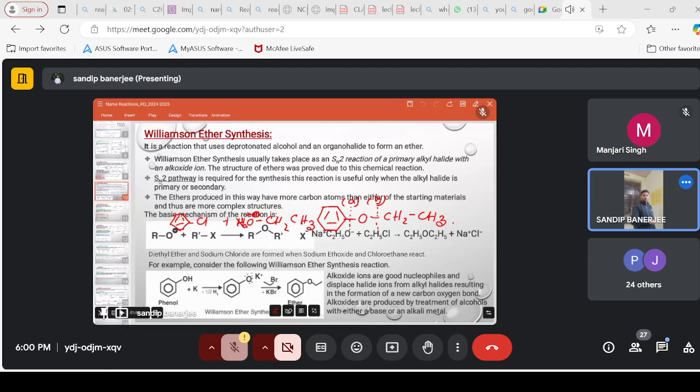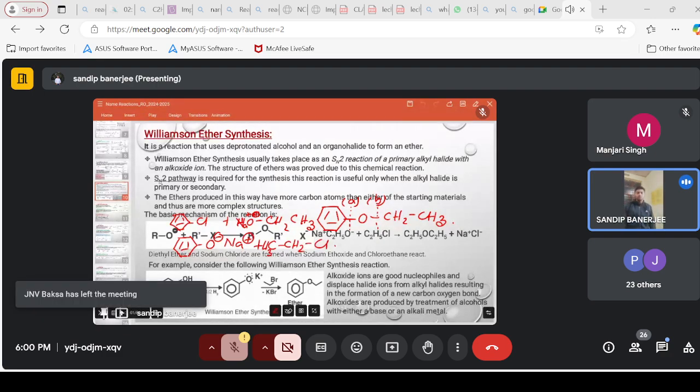This one. Okay, and on the right hand side might be benzene with O minus Na plus, plus CH3CH2Cl. Which one should be the best choice? Please, JNB will try. JNB, yes, Tawang, you can try. JNB Tawang, which one will be the best choice for the preparation of this particular product in the Williamson synthesis?